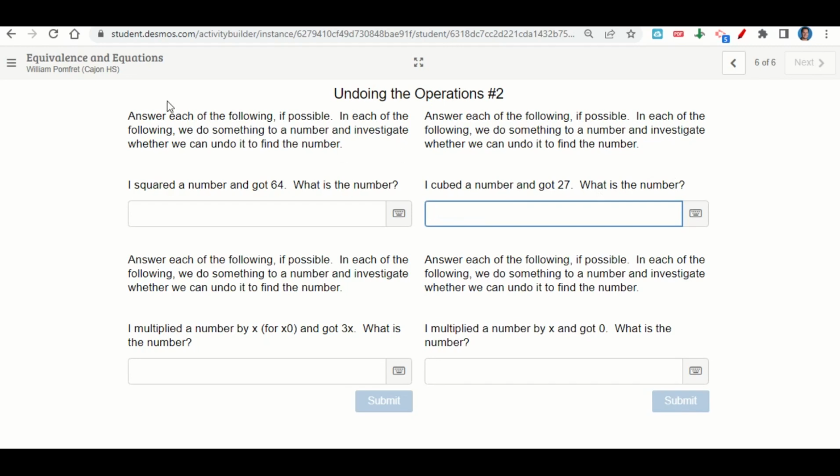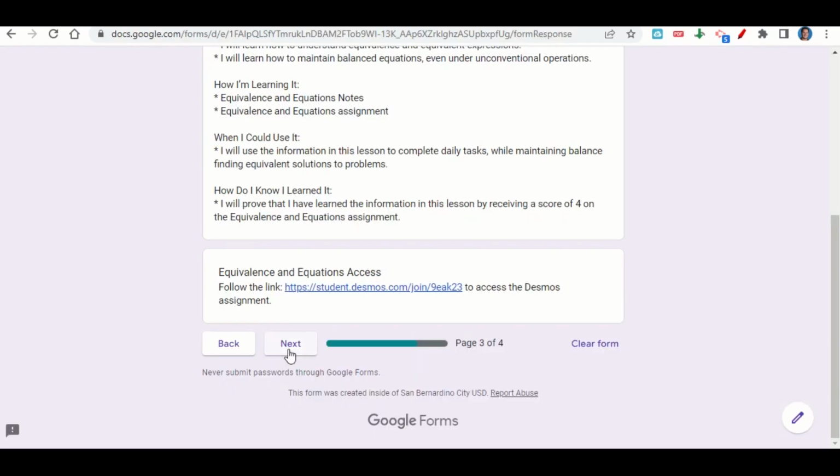When you're done with this, you'll go back to your Google form and click Next. This will take you to your Before You Go. Go ahead and fill out your Before You Go, and then submit your work on Google Classroom.